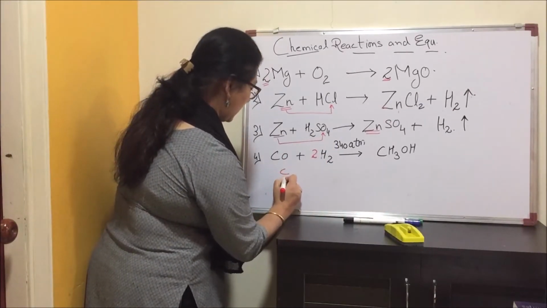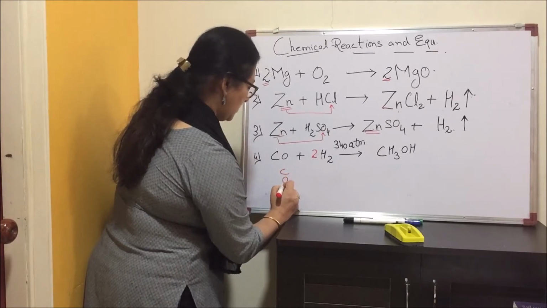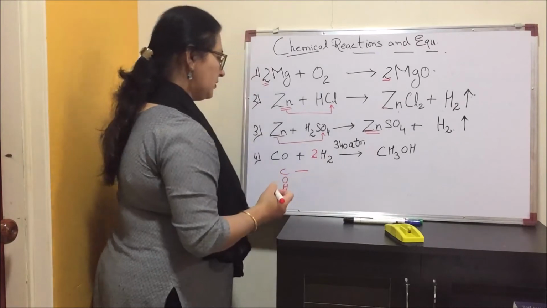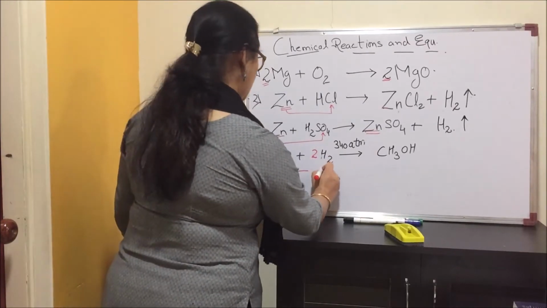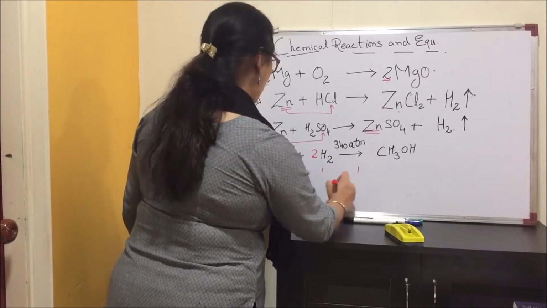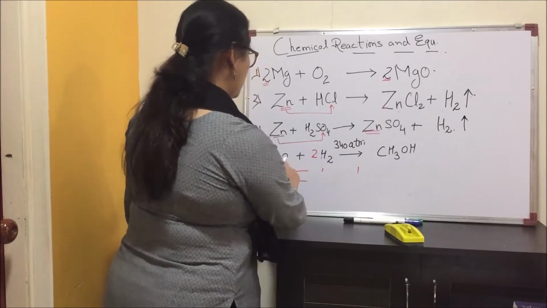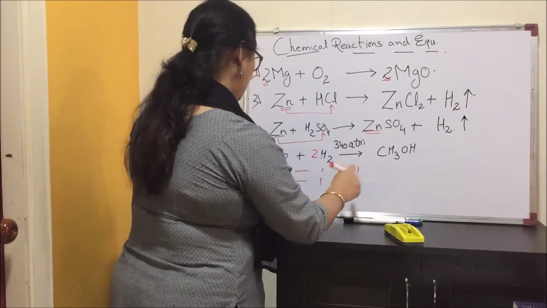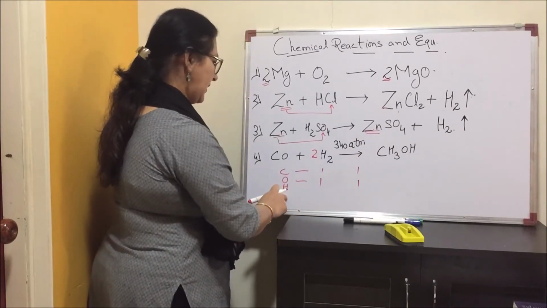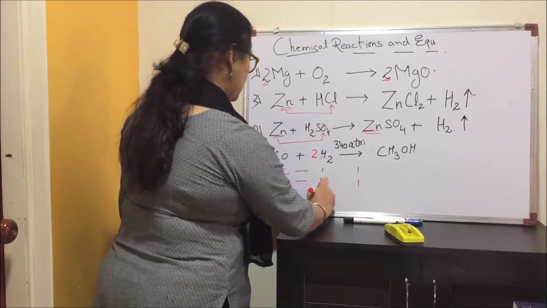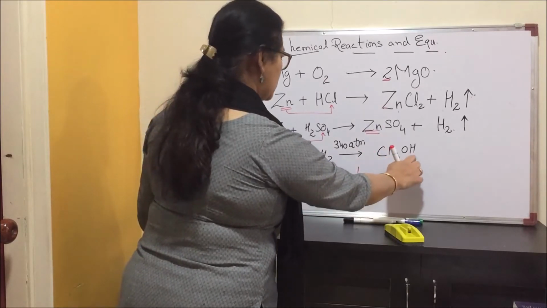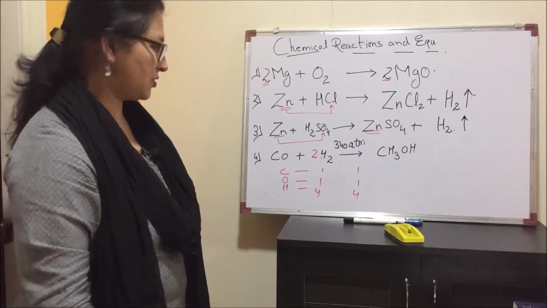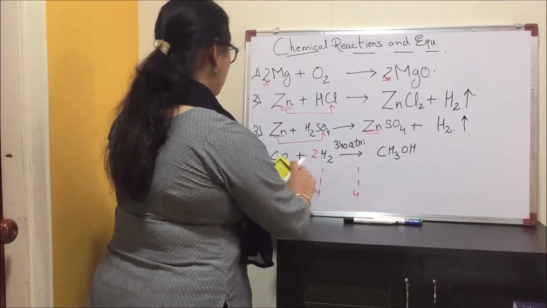Let me see the number of carbon atoms here. Let me write carbon, oxygen and hydrogen. Fine. So carbon on the reactant side is 1, on the product side 1, then oxygen on the reactant side is 1, on the product side 1, hydrogen on the reactant side is 4, yes, and over here 3 plus 1, 4. Now the equation is completely balanced. Clear? So let's go to the next equation.